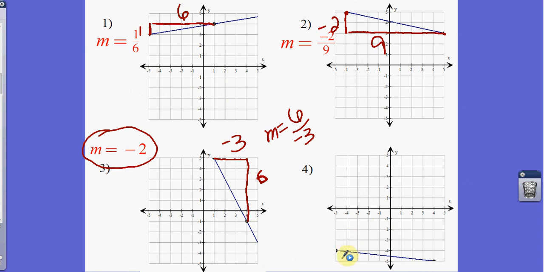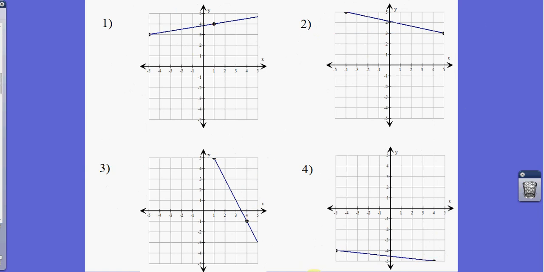And our last one here, let's see, we have a point here. We'll go down. We went down negative 1. Let's go over to our other point. Looks like we went over, I'm going to write it up here because I'm running out of room, 9. So my slope is negative 1 over 9, just like that.